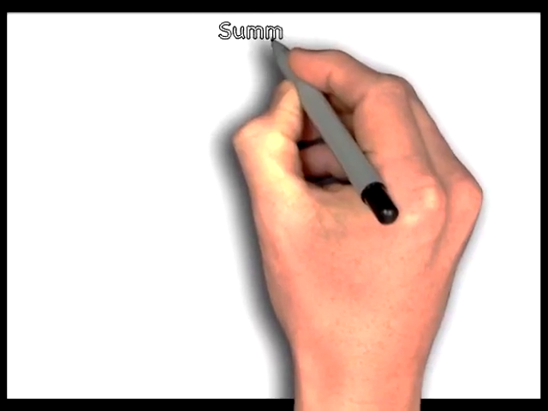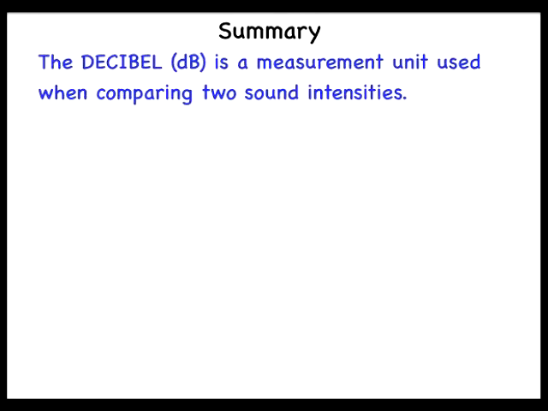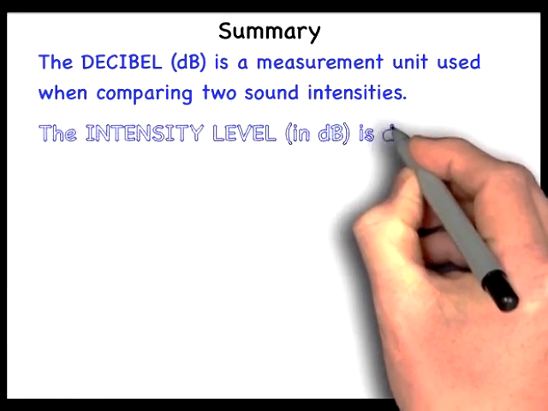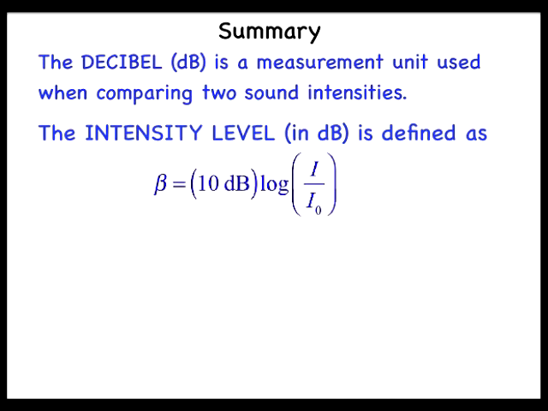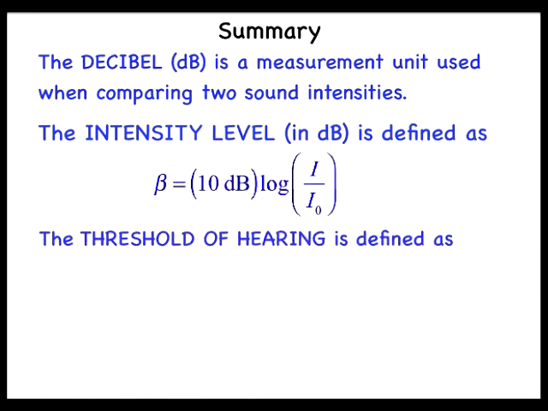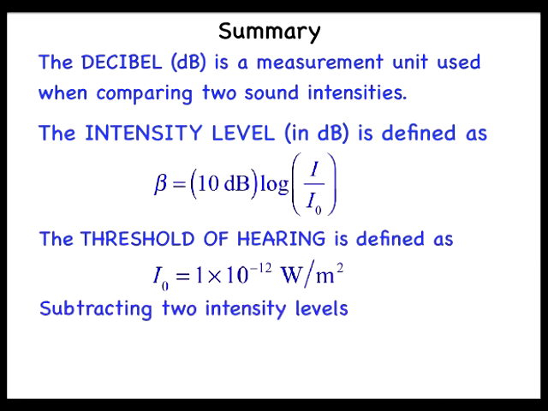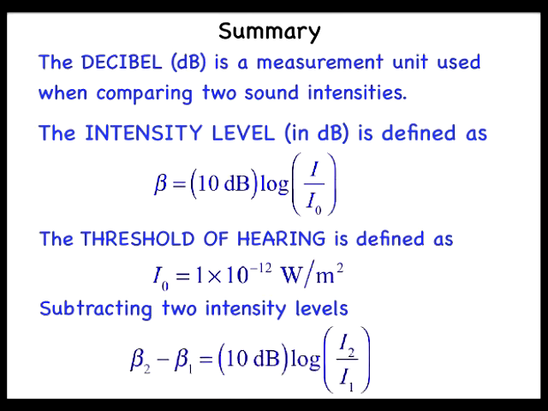In summary, the decibel, dB, is a measurement unit used when comparing two sound intensities. The intensity level, beta, expressed in decibels, is defined as beta equals 10 dB times log I divided by I0. The threshold of hearing is defined as I0 equals 1 times 10 to the negative 12 watts per meter squared. Finally, the difference between two intensity levels beta 1 and beta 2 is beta 2 minus beta 1 equals 10 dB times the log of I2 divided by I1.